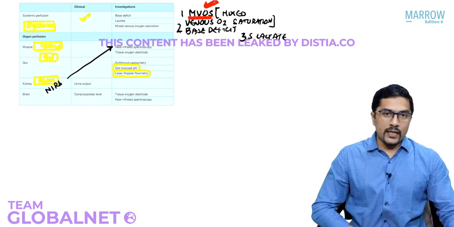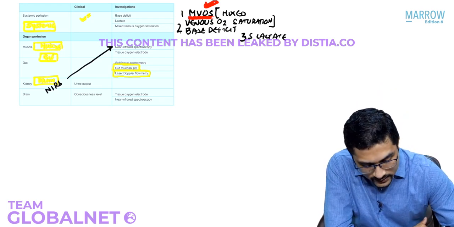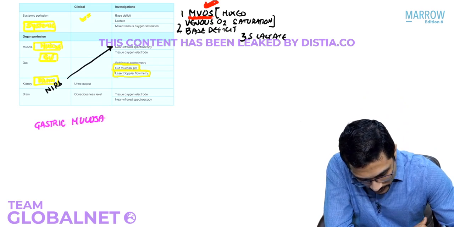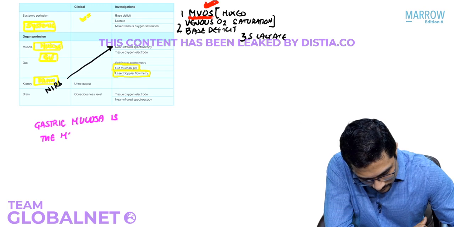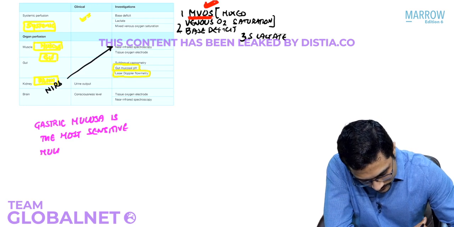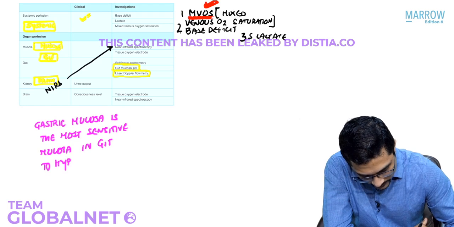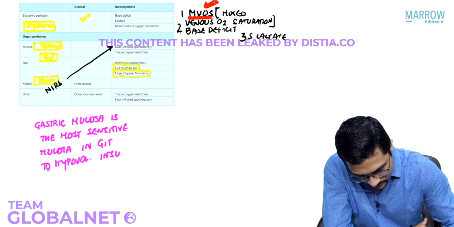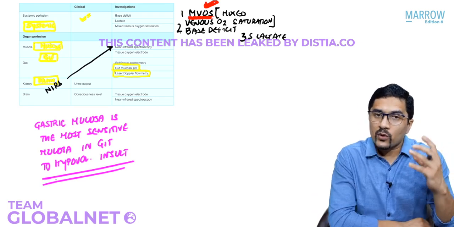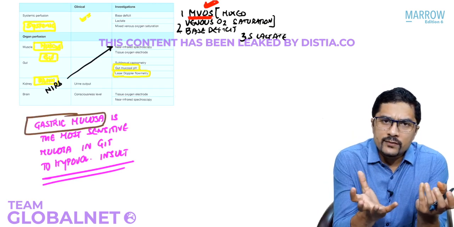One more thing which I want to tell you here, and I've covered this in the stomach module as well, is that the gastric mucosa is the most sensitive mucosa in the GIT to hypovolemic insult. So whenever there is a hypovolemic insult in the body, it is the gastric mucosa which is the most sensitive, right? What is the practical importance of this?